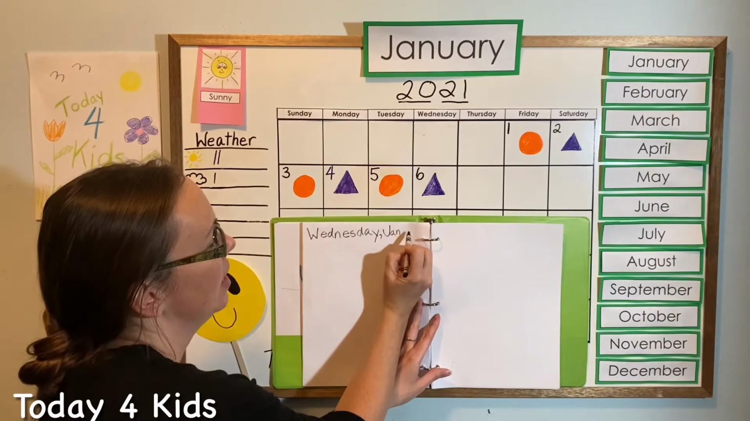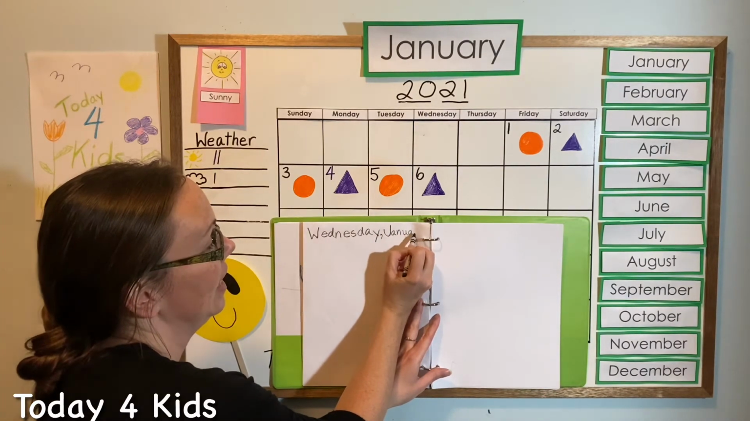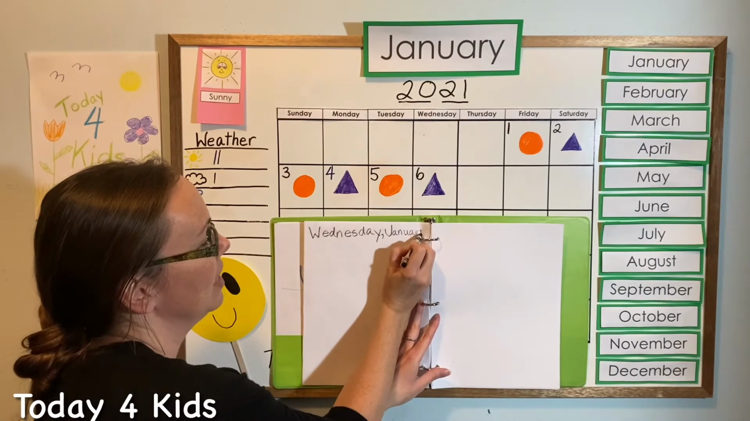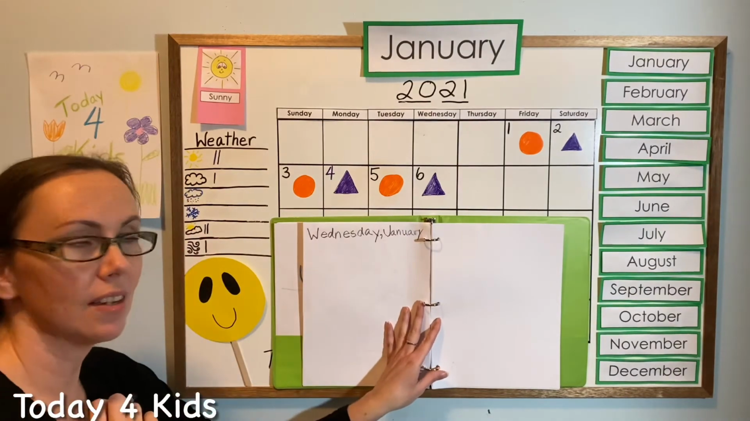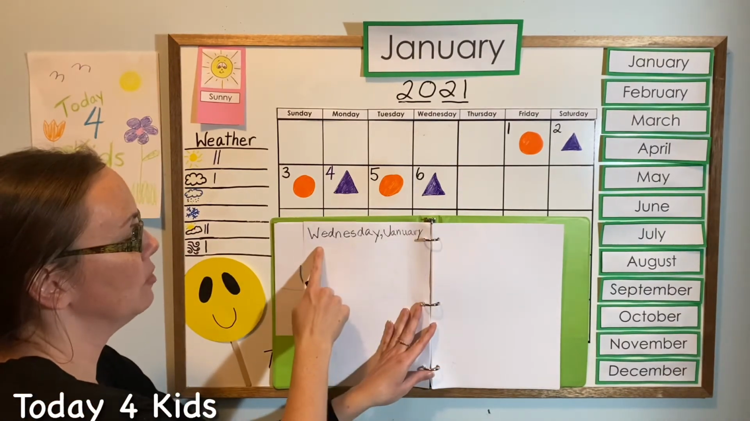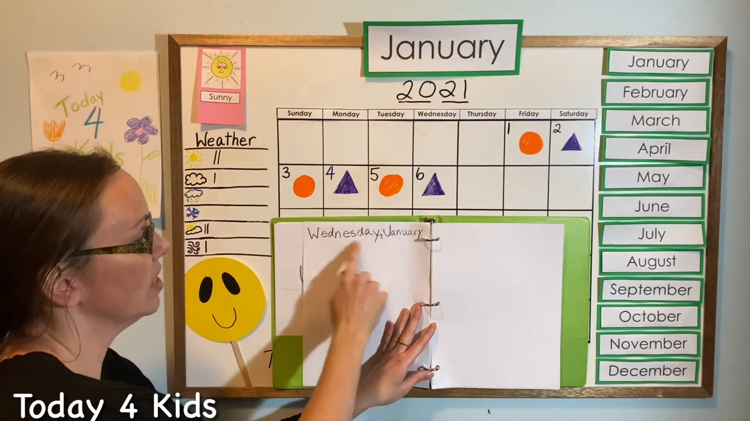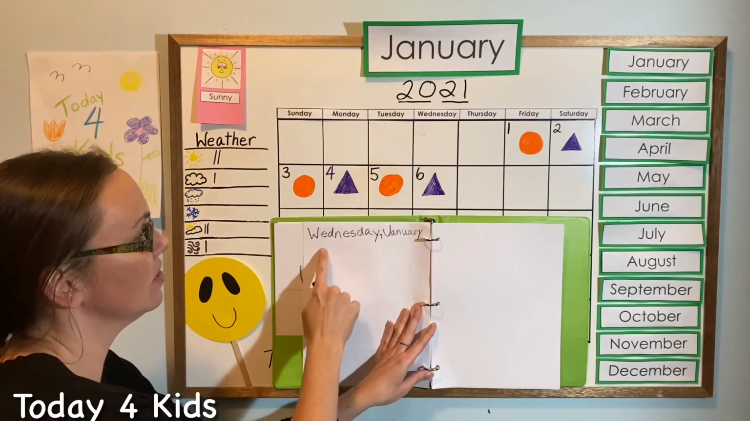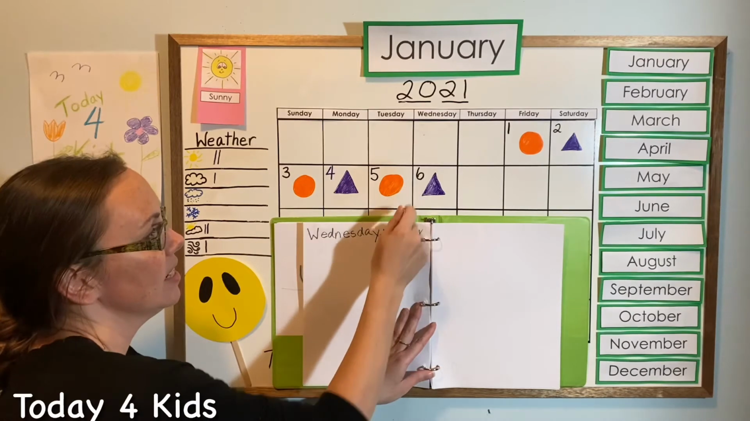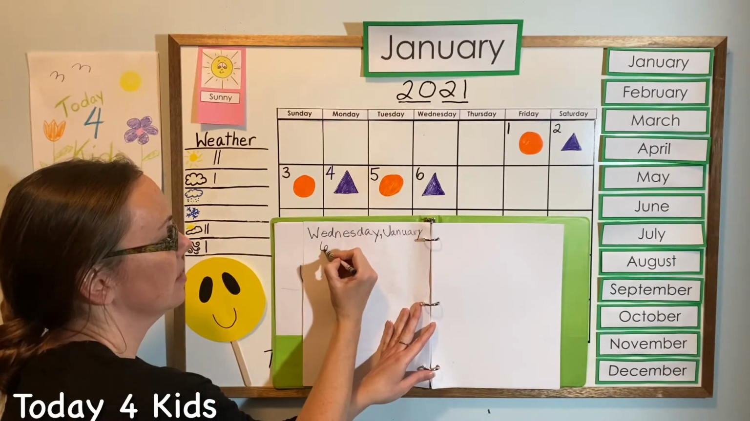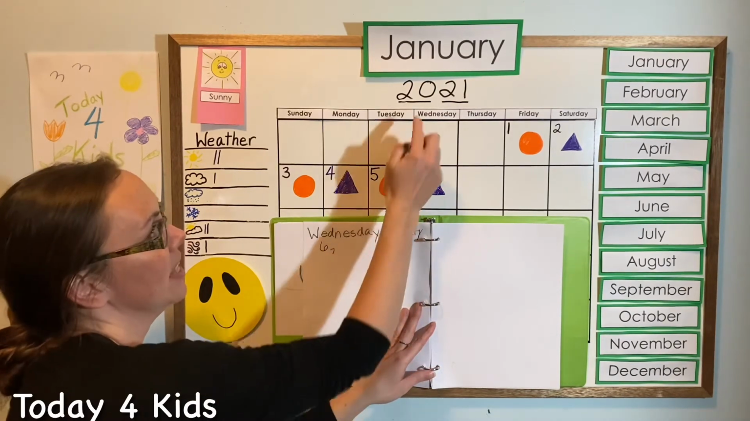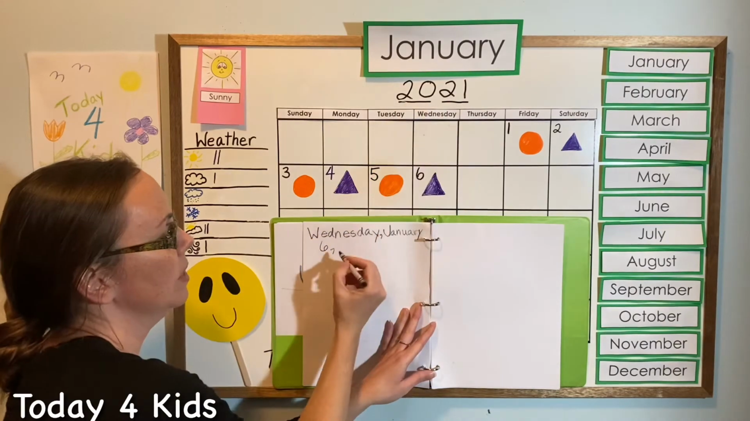JANUARY. Oh my goodness, I'm running out of room. Oh, I made it fit, but there's no room for my numbers. So I'm going to put my number down below it. If this was lines, there would be 2 lines, and I would move it down to the next line. So it's the 6th today. So I'm going to make a 6 and then a comma and then the year 2021.